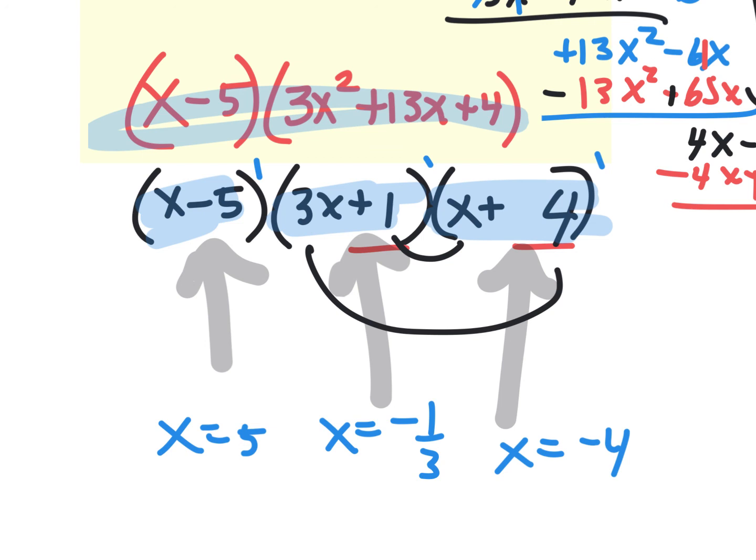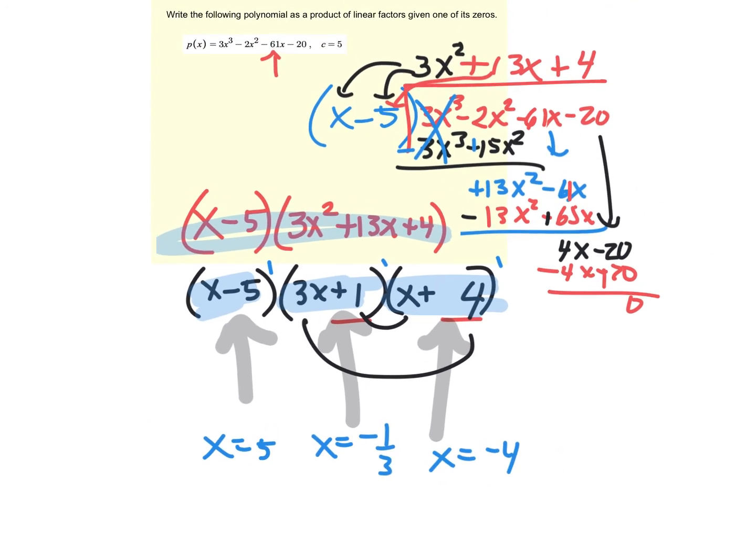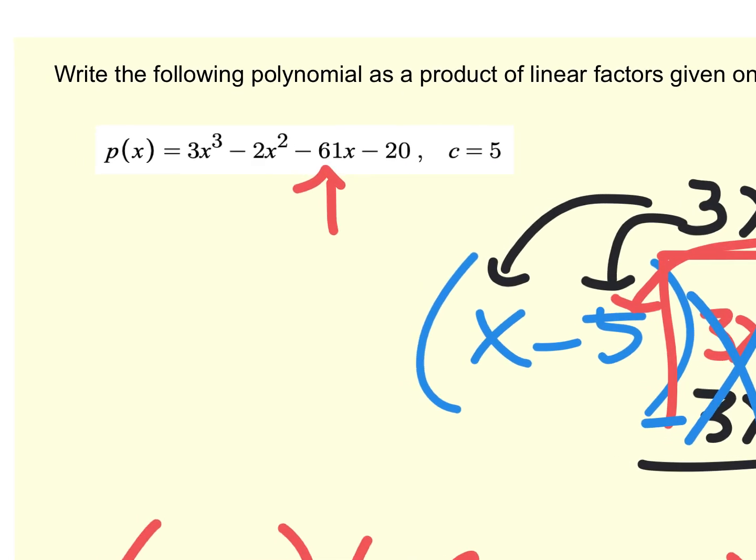I know all the x-intercepts. I could get the y-intercept real easy by setting x equals 0. So this, and this would all cancel, and the y-intercept's negative 20. You know what I mean? So I could sketch it super easy.